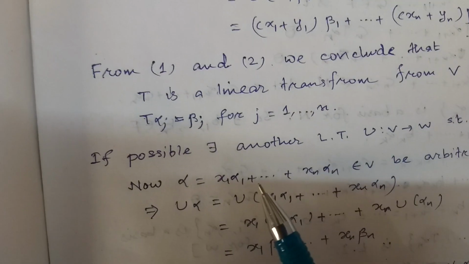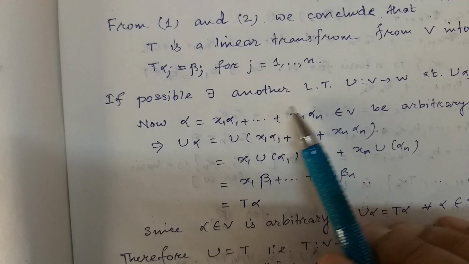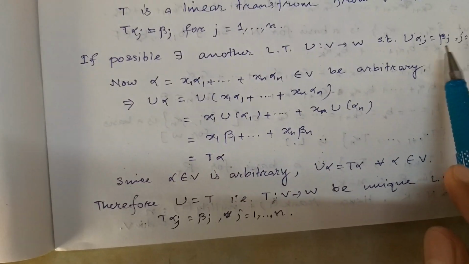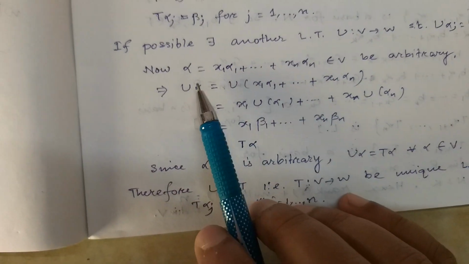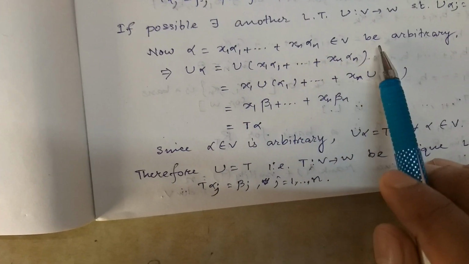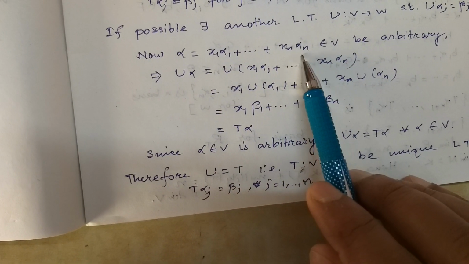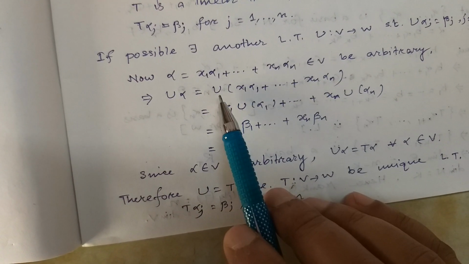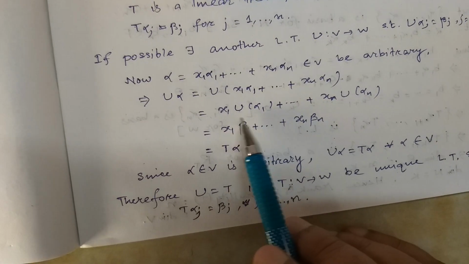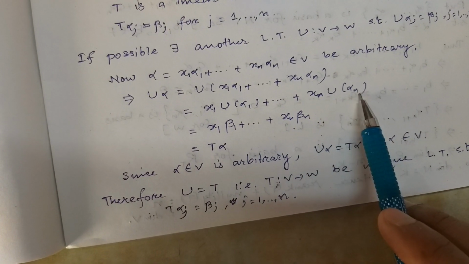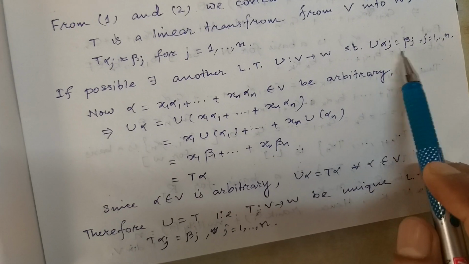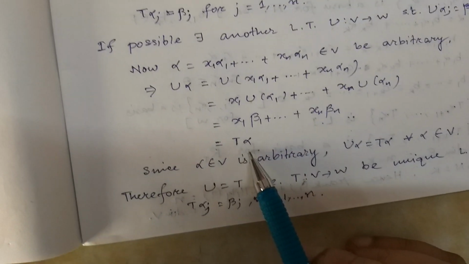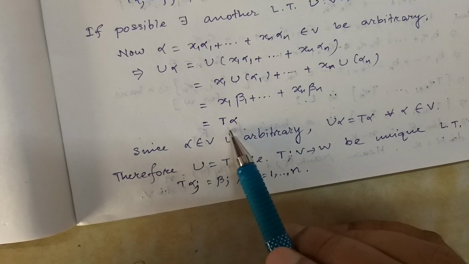Next part is the uniqueness. If possible, there exists another linear transformation U from V to W such that the same thing holds, U of alpha j equal to beta j. Now let alpha be an arbitrary vector x1 alpha 1 plus dot dot xn alpha n belonging to V. So U of alpha, since it is a linear transformation, equals x1 U of alpha 1 plus dot dot xn U of alpha n. Again, since U of alpha j equal to beta j, this is x1 beta 1 plus dot dot xn beta n. And according to the definition of T, this is T alpha.